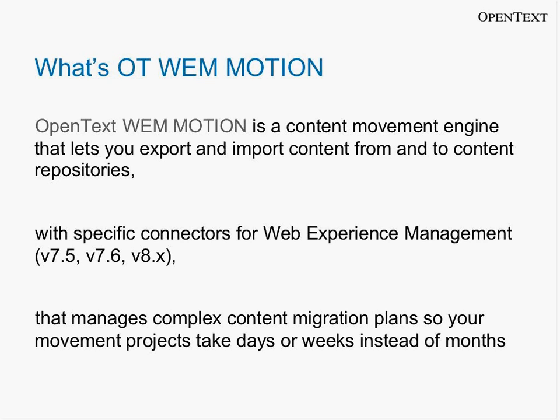Now that we know the challenges, we can define Motion better. OpenText Motion is a content movement engine that lets you export and import content from and to content repositories, with specific connectors for web experience management, from version 7.5 to 2.5, the brand new 8.5, and managing complex content migration plans. So the movement projects take days or weeks instead of months.